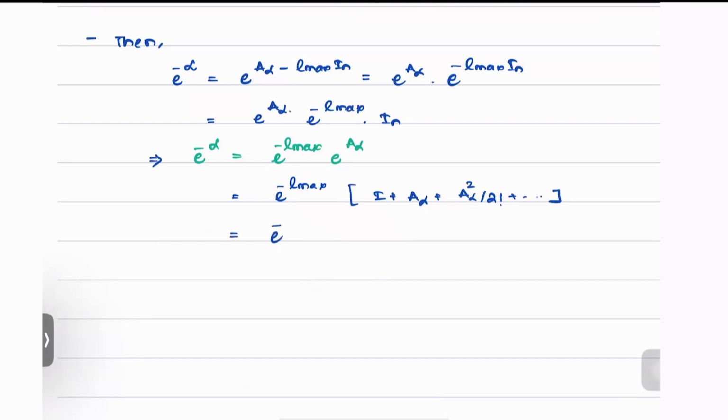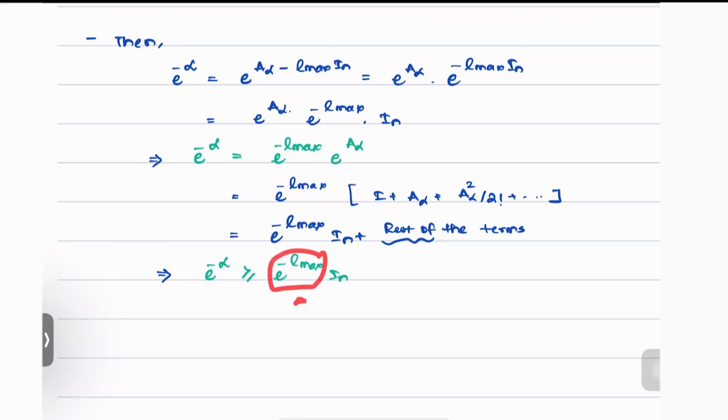This can be simplified as L max times In plus rest of the terms. If I ignore the rest of the terms, what I get is, obviously, e raised to the power minus L is now greater than e to the power minus L max times In. And since e raised to the power minus L max is a positive number, when multiplied with identity, we get a matrix which is obviously non-negative, as given here, which proves the third property.